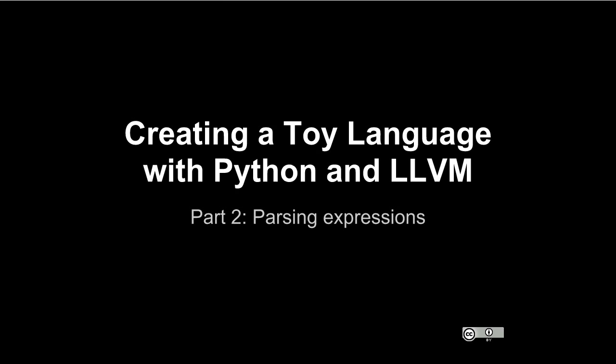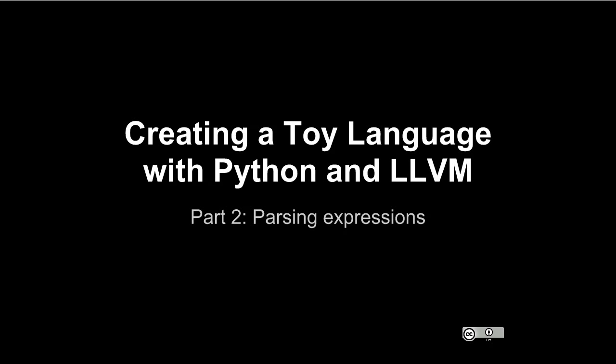This time I'm still creating a toy language with Python LLVM, but this time we'll be looking at parsing expressions. Last time we got to the point where we could take an expression, a single line of algebra as it were, and get the individual tokens out of it. This time we'll be trying to put those tokens together into some sort of order and understand what's going on.